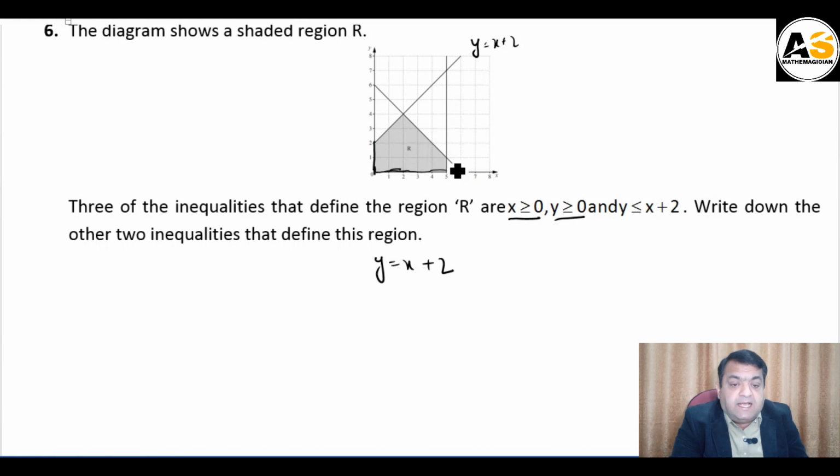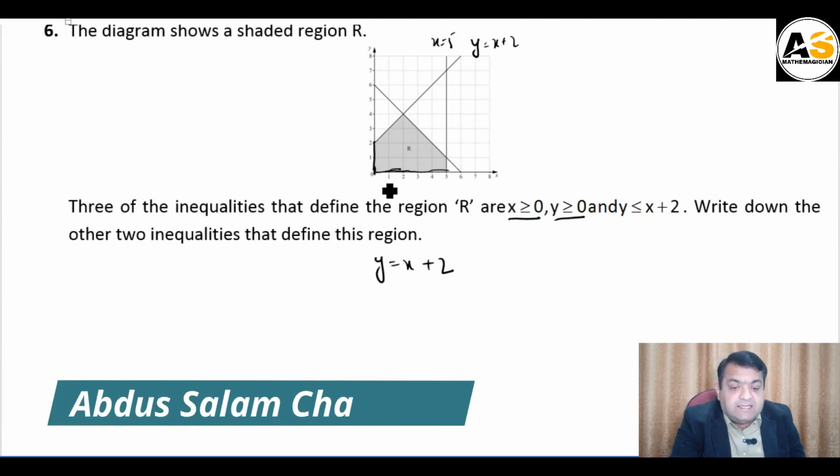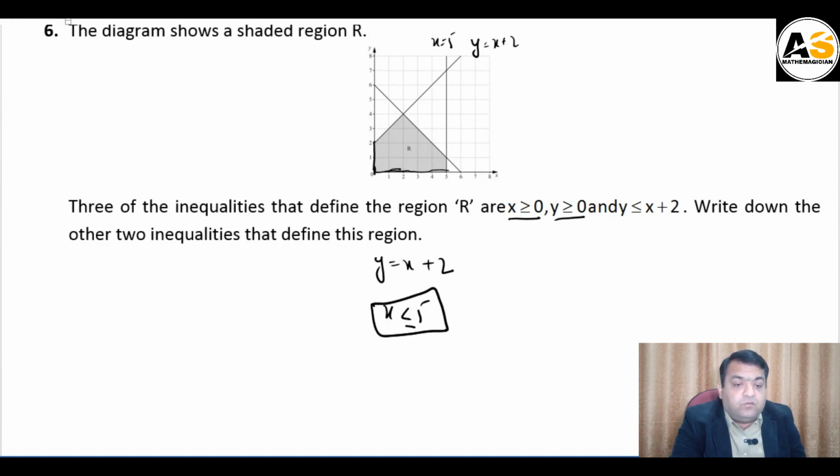This line is x is equal to 5, and the region on the left hand side will be x is less than or equal to 5. So this is the third inequality. These were first two. This was third. Y is less than or equal to 2 is the region. Now we are left with only this inequality. This is the line which passes through 0, 6 and 6, 0.